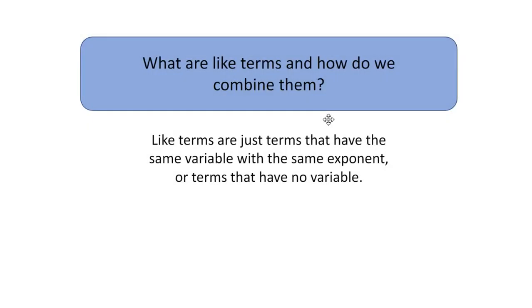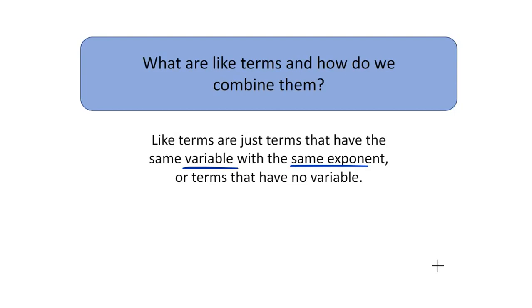I wanted to make this short video on what like terms are and how we combine them, because this is actually one of the most misunderstood topics that I've seen with my students. It's kind of confusing when you first see it. So basically, in a nutshell, like terms are just terms that have the same variable with the same exponent, or terms that have no variable at all. That's it. That's really it. Make sure you remember that definition.